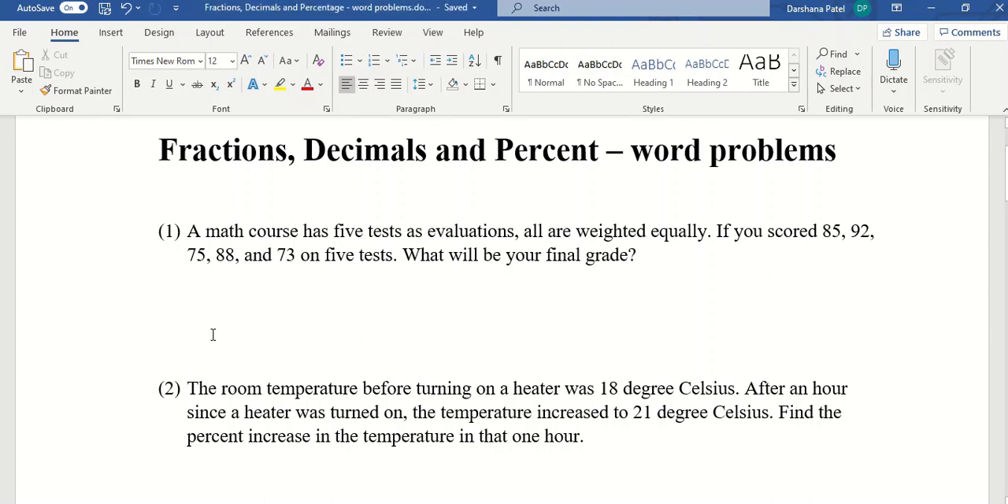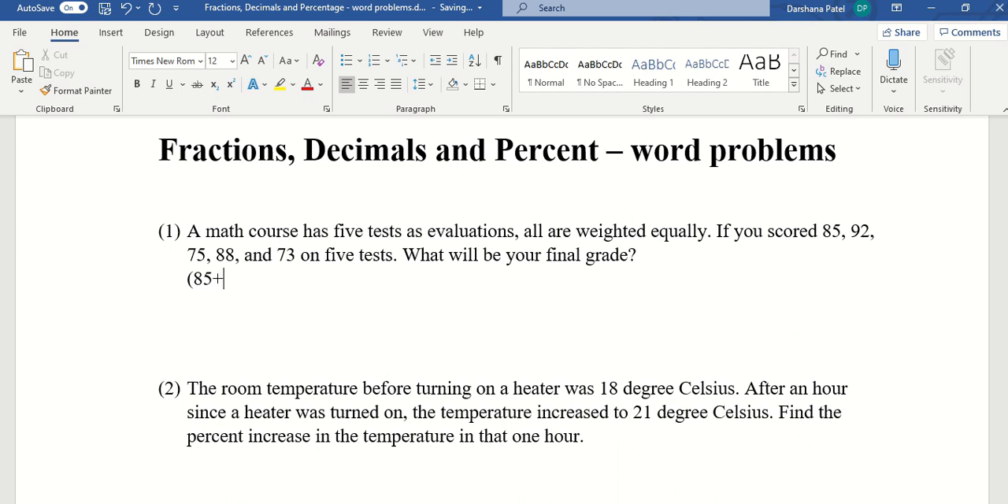Fractions, decimals, and percent word problems. A math course has 5 tests as evaluations and all are weighted equally. If you scored 85, 92, 75, 88 and 73 on 5 tests, what will be your final grade? So basically you're asked to find the average of those 5.